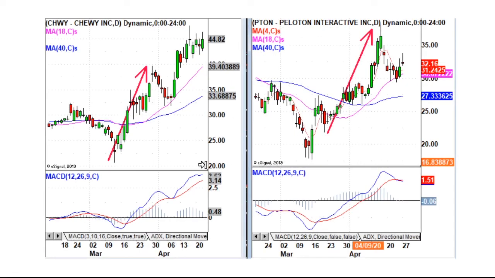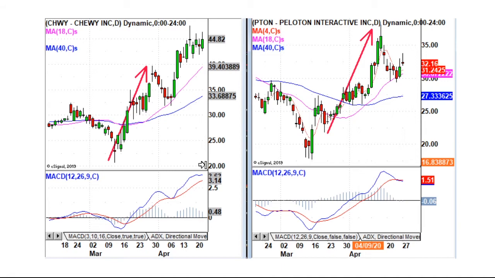So if I want to think about it in these terms, I'm looking at something like the Chewy setup that I mentioned a few weeks ago. Really strong, powerful move to the upside where you see the arrow pointing to the upside, and then we're looking for a pullback off of that. And the same thing held true in the Peloton. You had a really strong move to the upside, and then you look for the pullback.